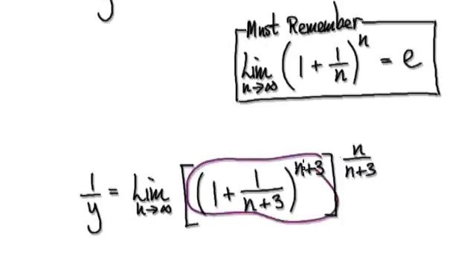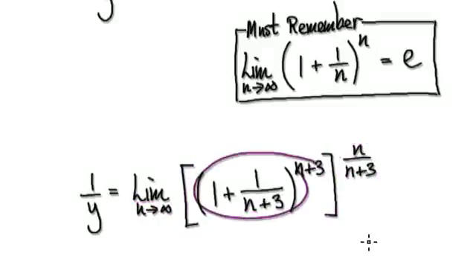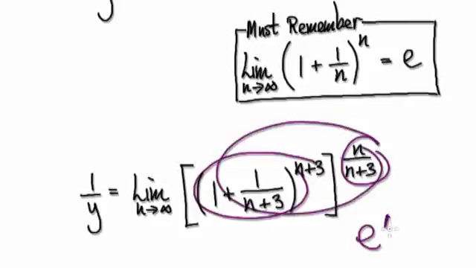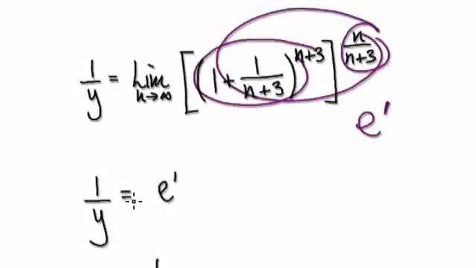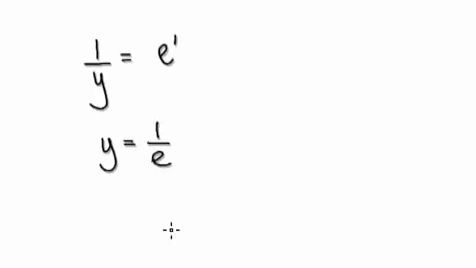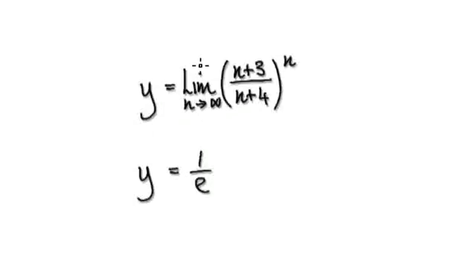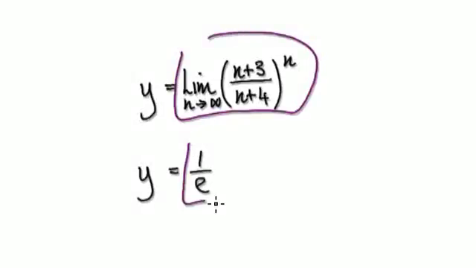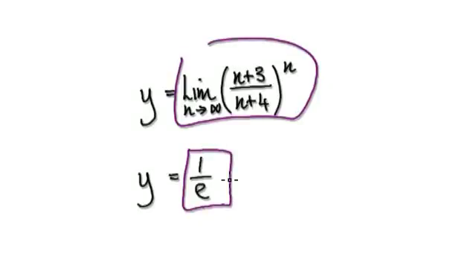So we know that this whole thing here equals E, and then as n tends towards infinity, this thing here is going to be 1. So it's really E. This whole thing here is going to be E. This thing here is going to be 1. So as n heads towards infinity, this whole thing here will be E to the power of 1. So 1 over y equals E to the power of 1. So therefore y equals 1 over E. So overall, this whole thing here equals 1 over E.